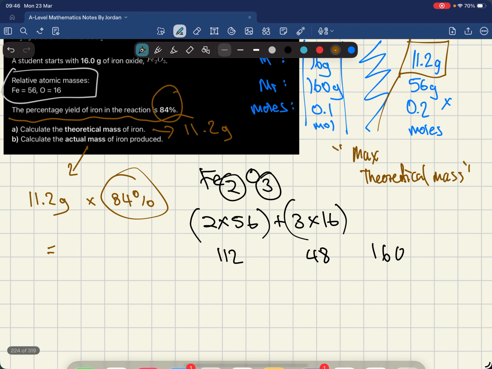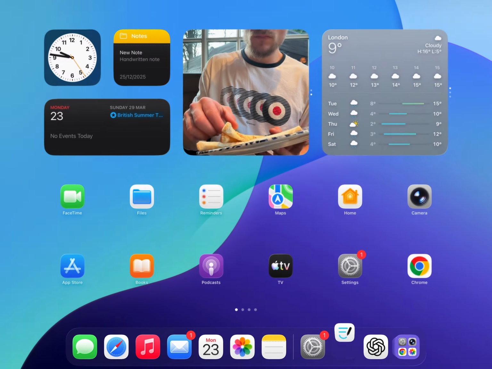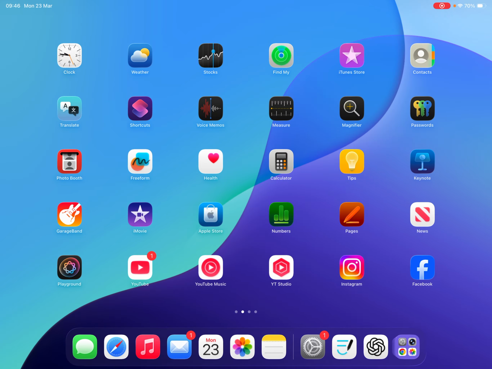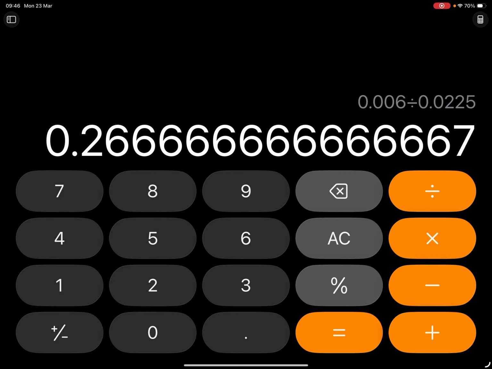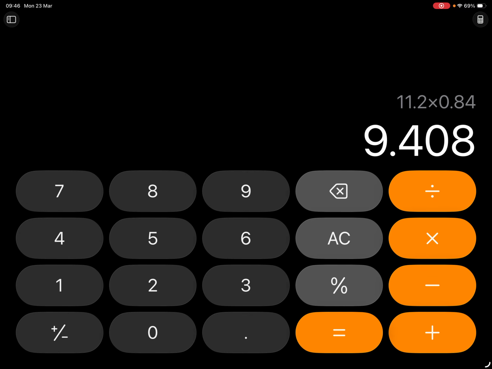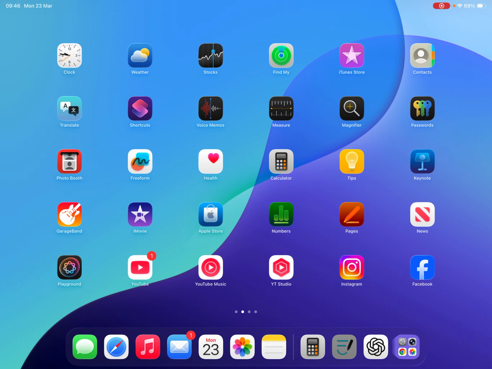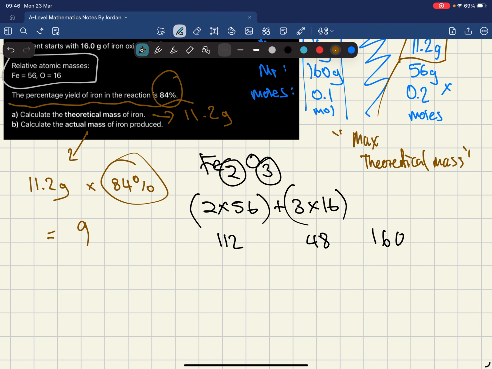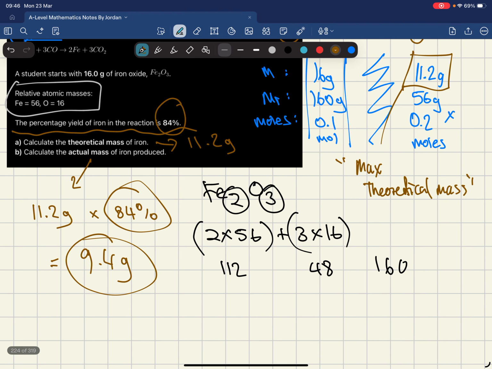So 84% of that, let me just calculate it. So we got 11.2 times 84%. See, look, you can use it like this. That'll give you 9.4 grams. And that's how you do it.